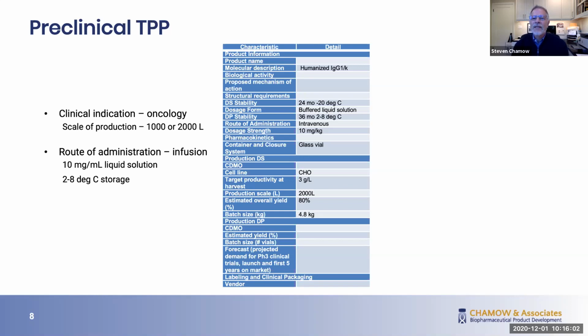What it does is it gives all of the stakeholders involved in the program, the sponsor, the consultants, the vendors, everybody, an understanding of what it is we're trying to accomplish with this drug product and drug substance. And so it makes it much easier to be working toward the same goal.